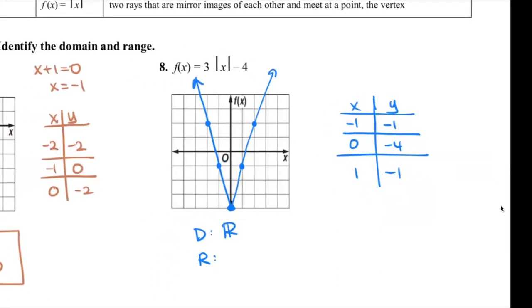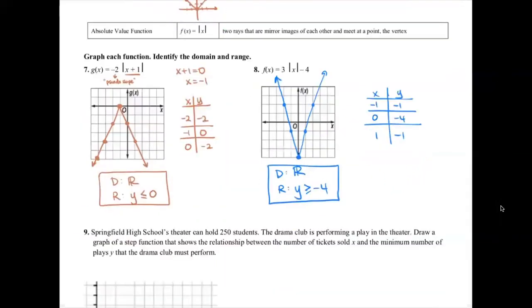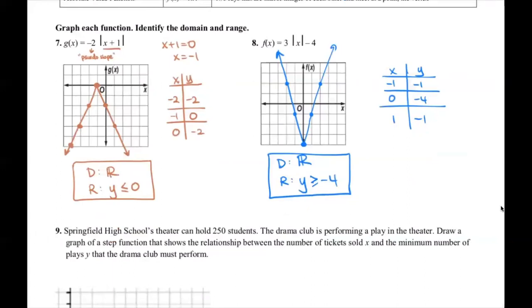Domain in this case, all real numbers. Range, y is equal to negative 4. Okay, and that is how you do absolute value functions.